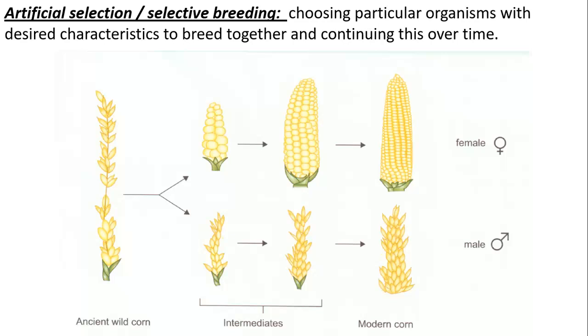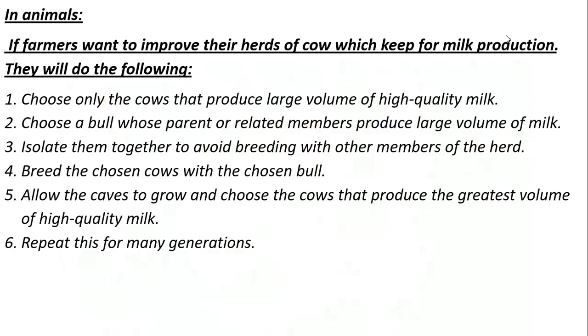But we do care because we need to eat it. So this is done by humans, and this is what we call artificial selection, as you see here in the corn or in crops. Also, this happens in animals because we need animals for food also. So if farmers want to improve a specific thing in their herds, like milk production, for example, or sometimes meat production, they will do the following.